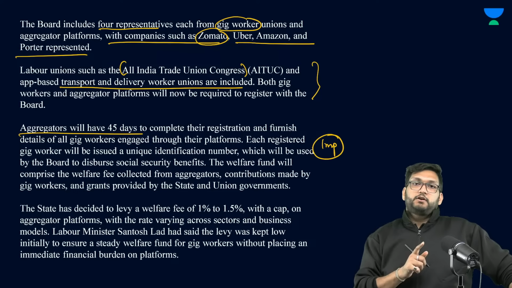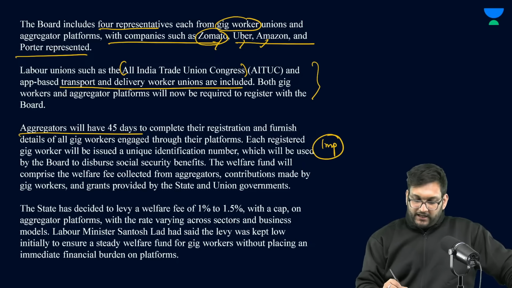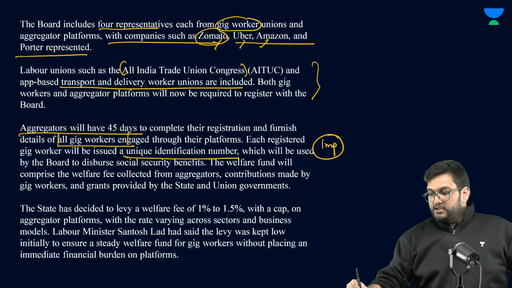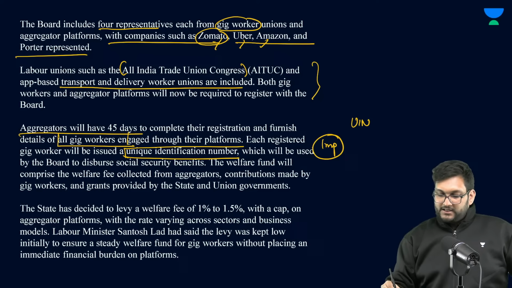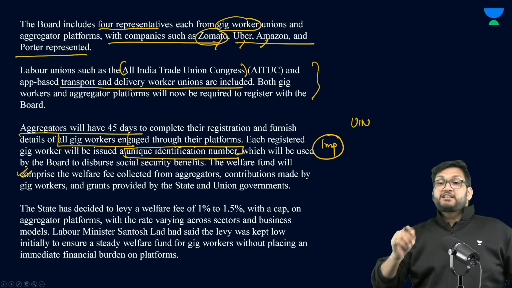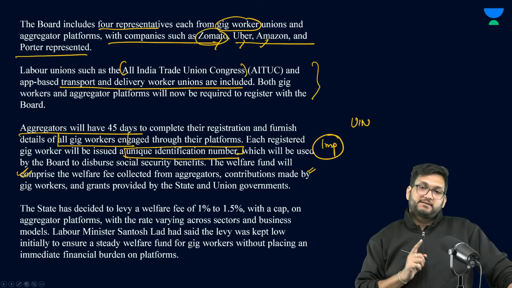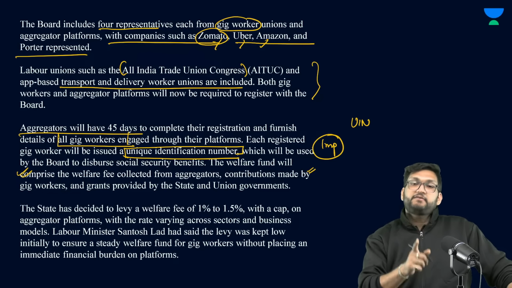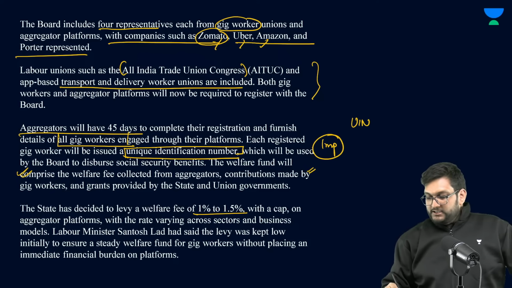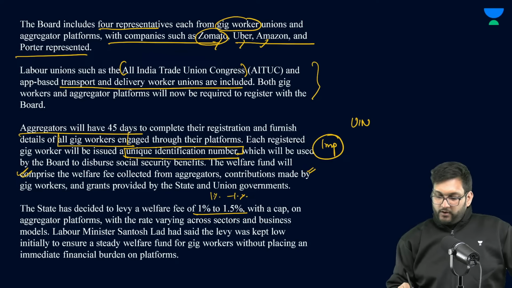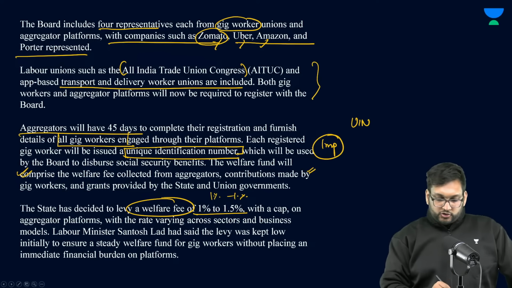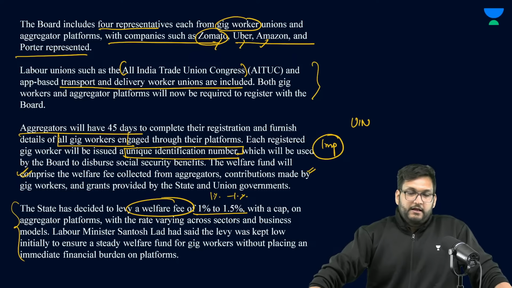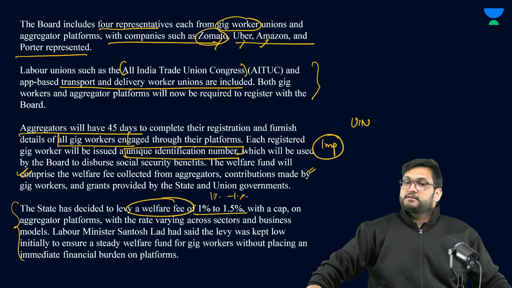In this 45-day window, each aggregator has to tell how many gig workers there are. Each will be given a UIN, a unique identification number, and social security benefits will have to be disbursed. Most probably your groceries are going to become more expensive because a 1 to 1.5% platform welfare fee will be applied so that this money can be pushed into this welfare board. But for the gig workers, it is good.